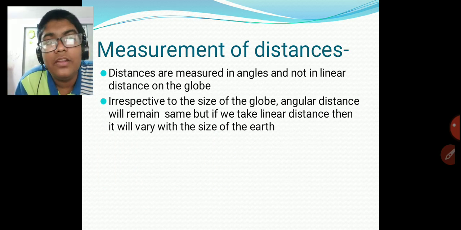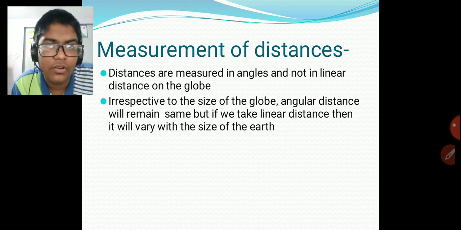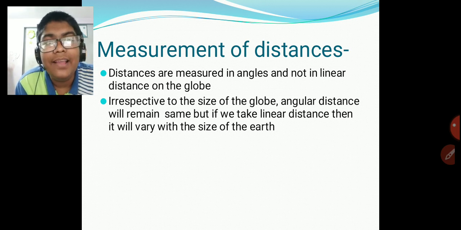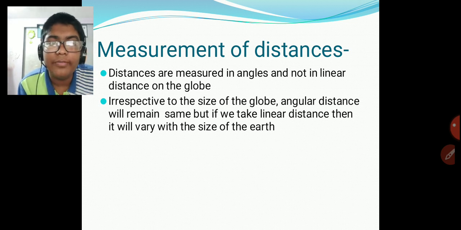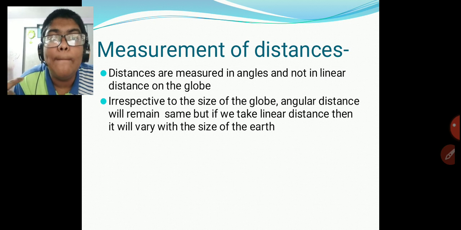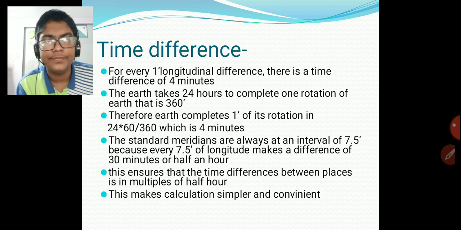Next is the measurement of distances. Distances are measured in angles and not in linear distance on the globe. The angles are always going to be the same in all places, but on globes of different sizes, the linear distance may change. So therefore, it is taken in angular terms.